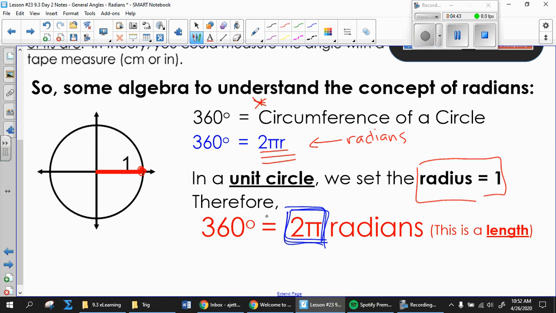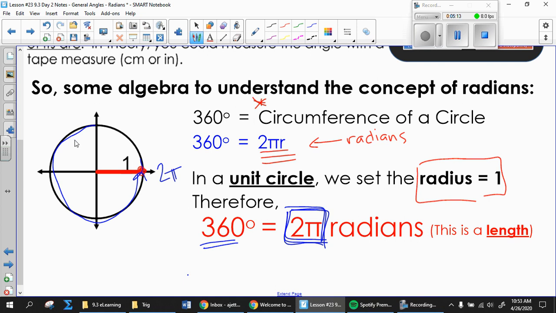So if I go all the way around the circle in degrees, it's 360 degrees. If I go all the way around the circle in radians, it's 2 pi. Again, that's a length. If I were to walk all the way around the outside of this circle here, it would be 2 pi units long. And so just like 360 is a full circle, 2 pi is a full circle in radians.